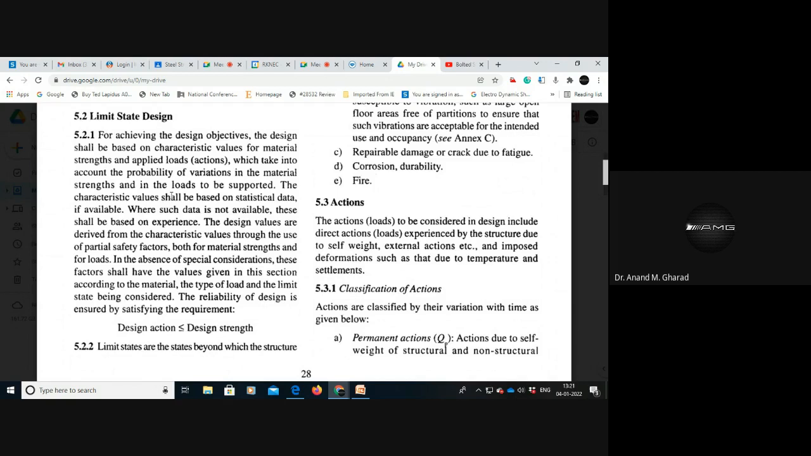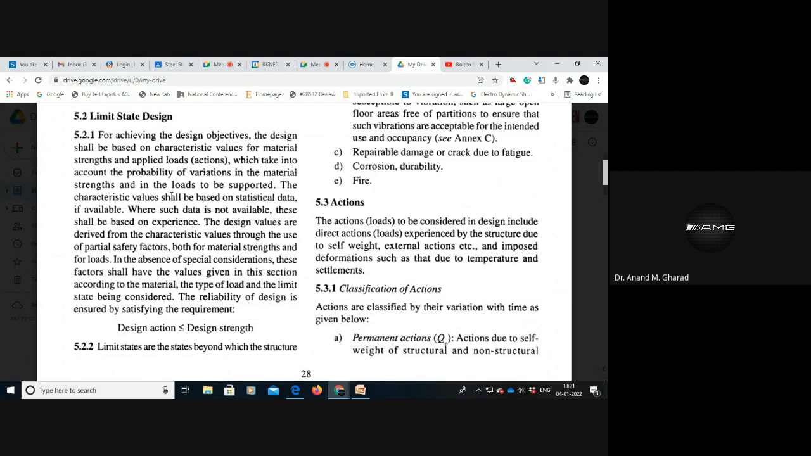Why is it known as partial safety factor? Okay, so see, what is the reason why we call it the partial factor of safety? Because there are uncertainties as far as load is concerned and as far as the behavior of the material is concerned. Because different materials behave differently.